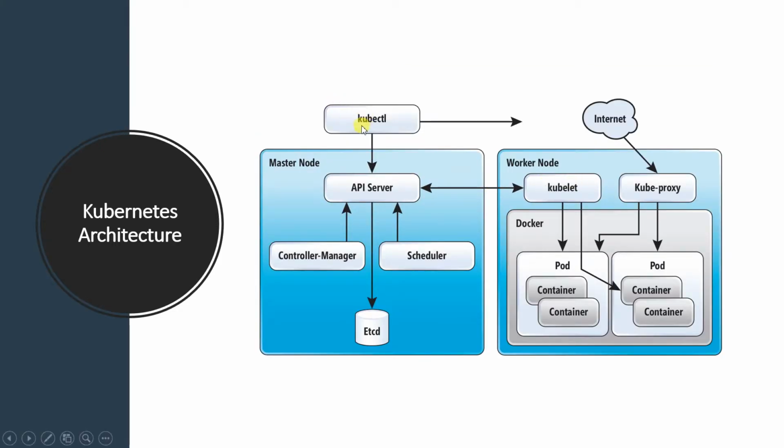kubectl is used to interact with the cluster, apart from using the cluster through the Kubernetes dashboard or through the API. You can mainly call kubectl from the dashboard and the API. kubectl is the main utility for interacting with Kubernetes from the command line.